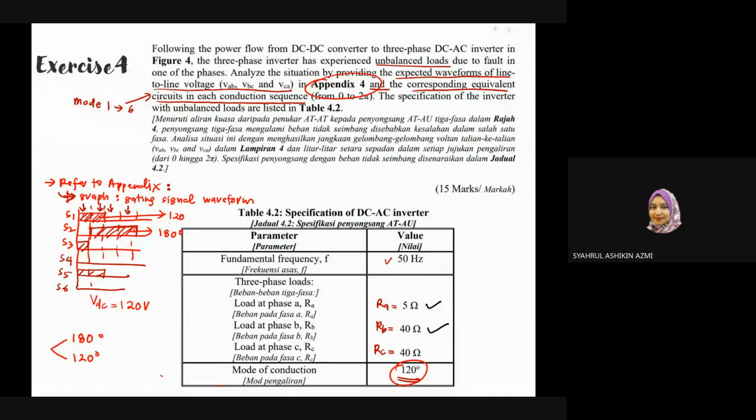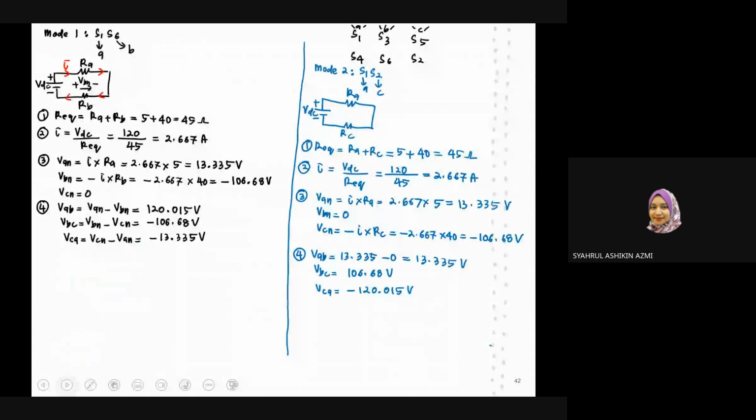Okay, using the given parameters of RA, RB, RC, and our mode of conduction is 120, we can start with mode number 1. Mode number 1 for 120 is S1 and S6. This one will be the same as the one in exercise number 3. Basically, it's just that this is in terms of the load. The value of load is different. That's all. So for mode number 1, you have S1 and S6.